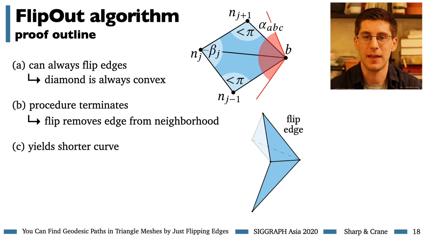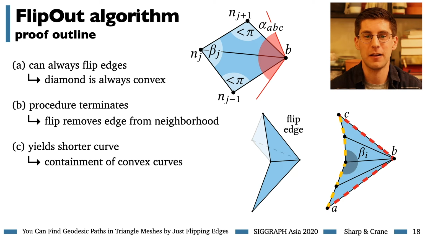And finally, we prove that when you perform all these edge flips, you're left with a triangulation such that the path along the perimeter is shorter than the path you started with. This follows because once all these angles beta are greater than pi, the curve along the perimeter is a convex curve. And then by some classical planar geometry, the containment of convex curves, we know that it must be shorter than the outer curve we started with.